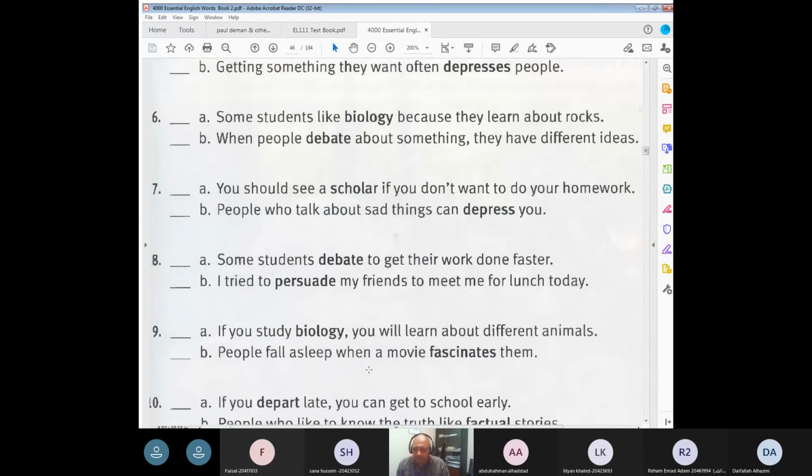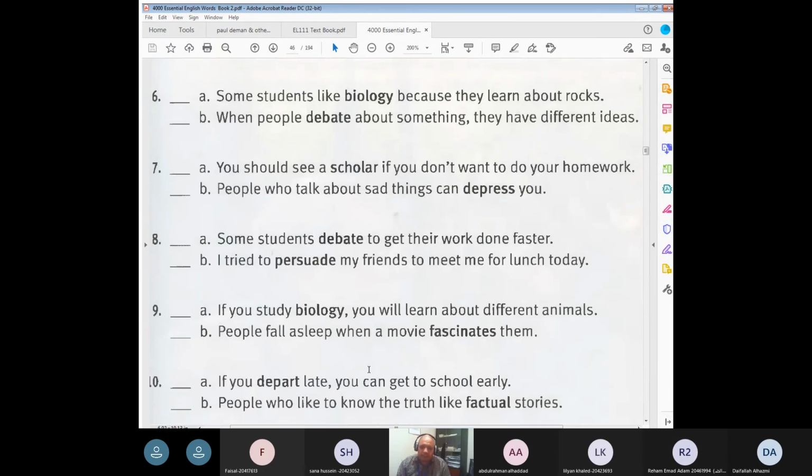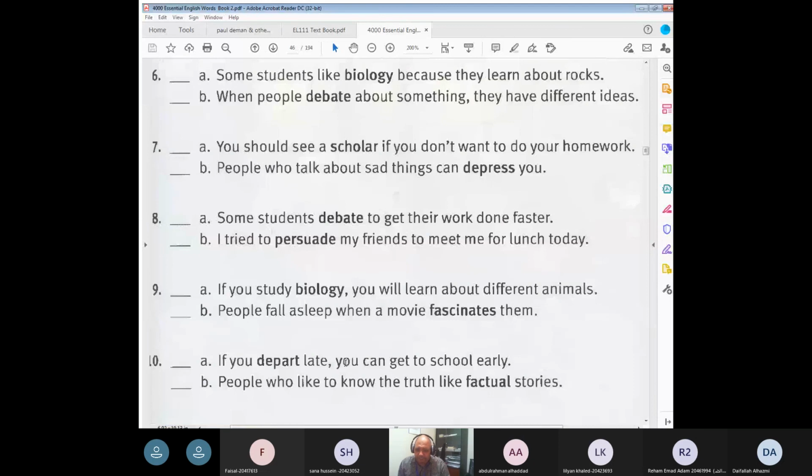Some students like biology because they learn about rocks. When people debate about something, they have different ideas. It's B. Yeah, it's B. You know, there is no relationship between rocks and biology. You study rocks in geology, not biology, right? So the second sentence makes more sense because if we have a debate, نقاش, أو جدل, you have different ideas. That's why we call it a debate.